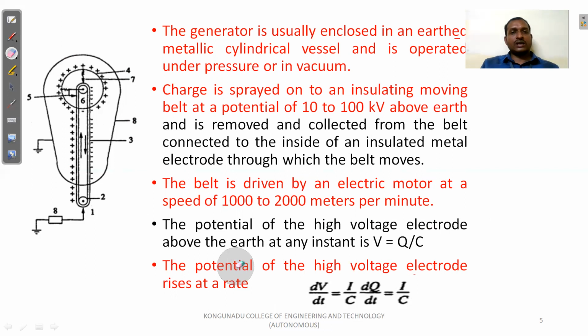and the system is operated under pressure or vacuum condition. Lower voltage, at the level of 10 to 100 kV, is applied and charge is sprayed on the lower spraying point. This charge is moved through the belt from the lower spray point to the high voltage electrode. The collector collects all the charges at the high voltage terminal. The belt is driven by an electric motor with a speed of 1000 to 2000 meters per minute. The potential at the high voltage terminal is V equals Q by C, and the rate of change of potential dV by dt is equal to I by C.